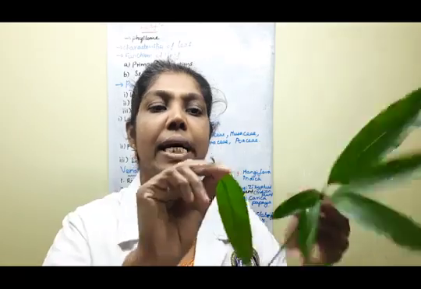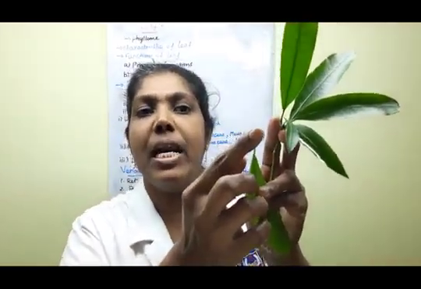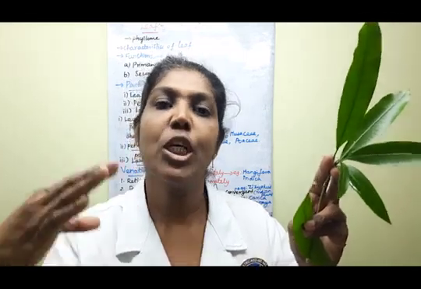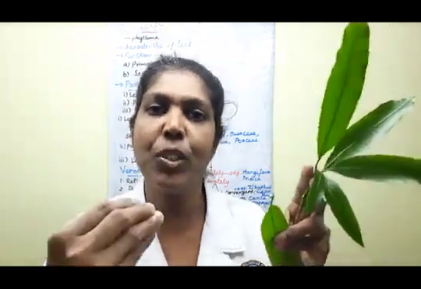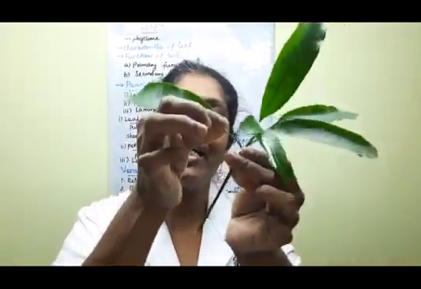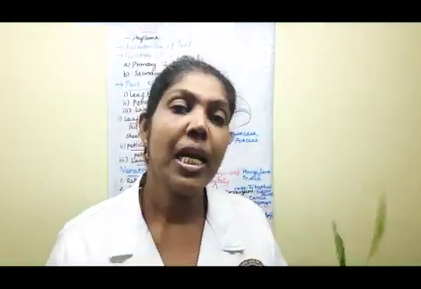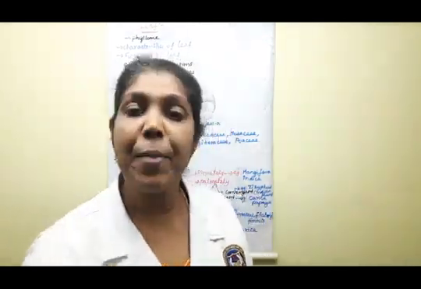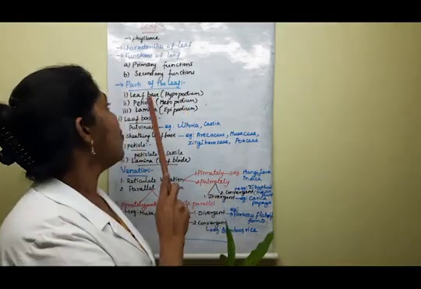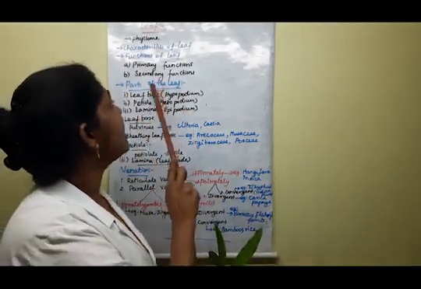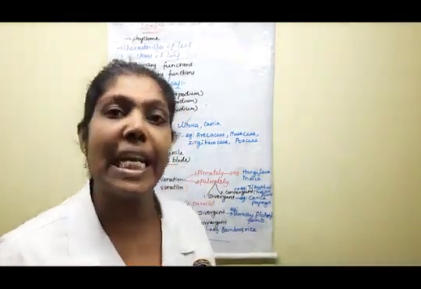Okay, first one, the leaf base. Clear? What is meant by leaf base? The leaf base is the part that attaches to the nodal region of the stem. That is known as the leaf base. Clear? There are two types of leaf bases, children. One is the swollen leaf base and the other is the sheathy leaf base.